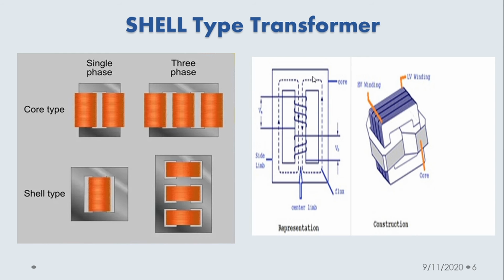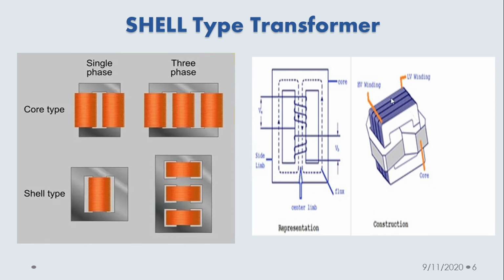The flux will be generated here. This is the distribution of flux. These are the side limbs, one side limb and another side limb. This is VP, the primary voltage, and this is VS, the secondary voltage. This is the core of the transformer. The flux will be distributed like this. Normally the central limb is double that of the side limb. This is the primary voltage due to the primary winding, and this is the secondary voltage due to the secondary winding.